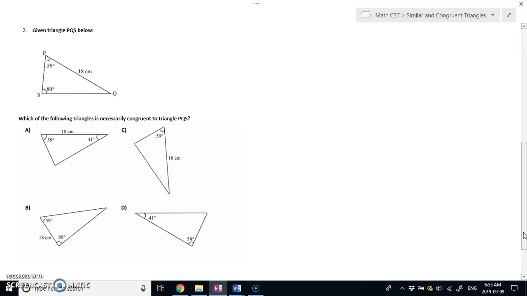Here it says, which of the following triangles is necessarily congruent to triangle PQS? Some exams will say necessarily similar, so just bear in mind that you have two sets of rules to deal with. For congruency, our three rules are side, side, side; side, angle, side; and angle, side, angle. So we have to take our model triangle and see if those things apply.